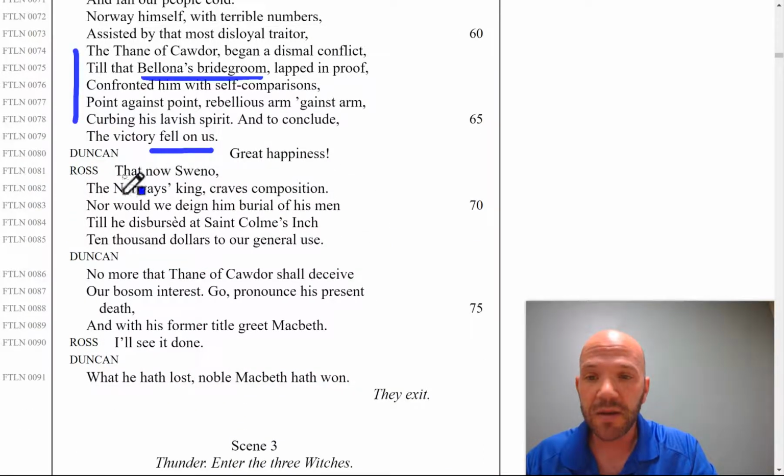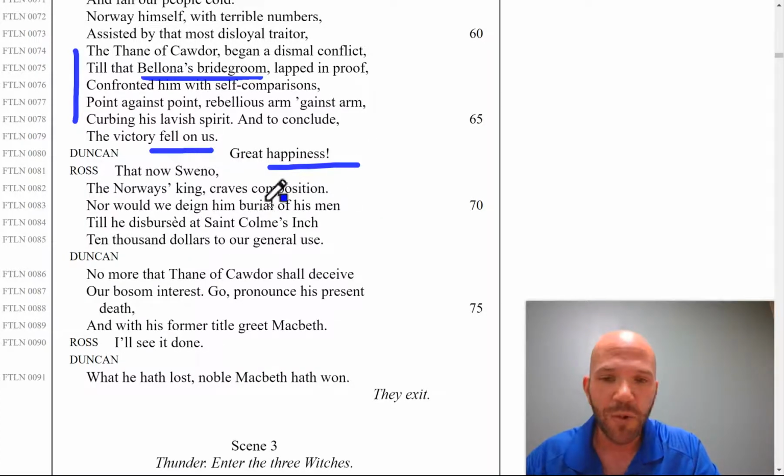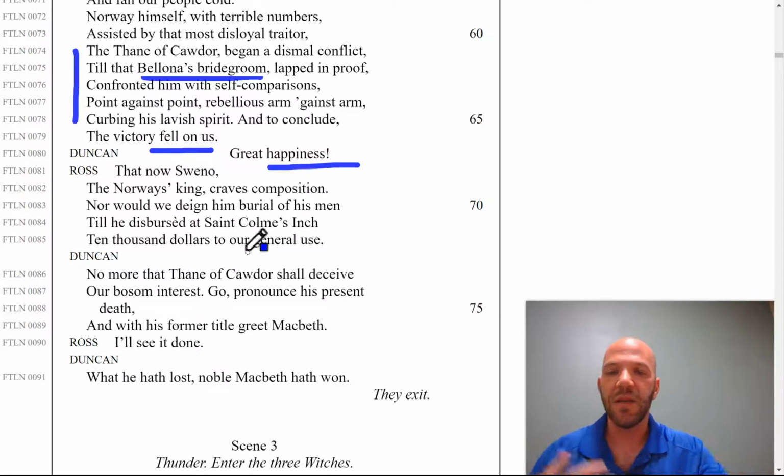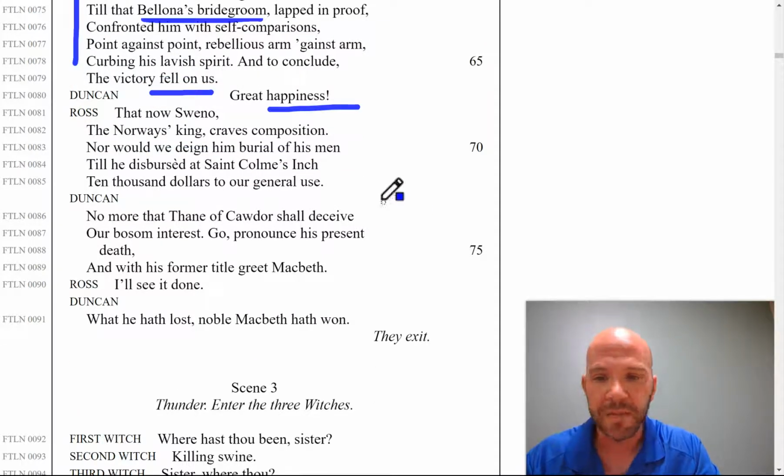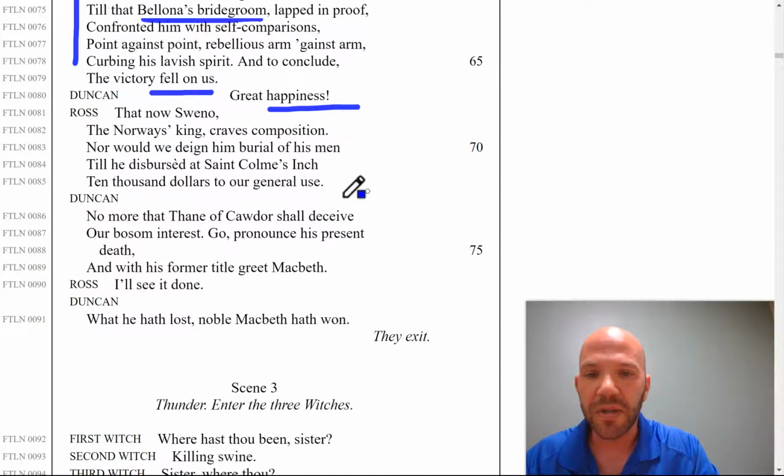So moving on, great happiness. Again, Duncan is pleased with that news. All right, and this is kind of war details about money that changed hands and what they did with burying the bodies of his men. It doesn't really matter for my purposes here, but this part we really do want to focus on.